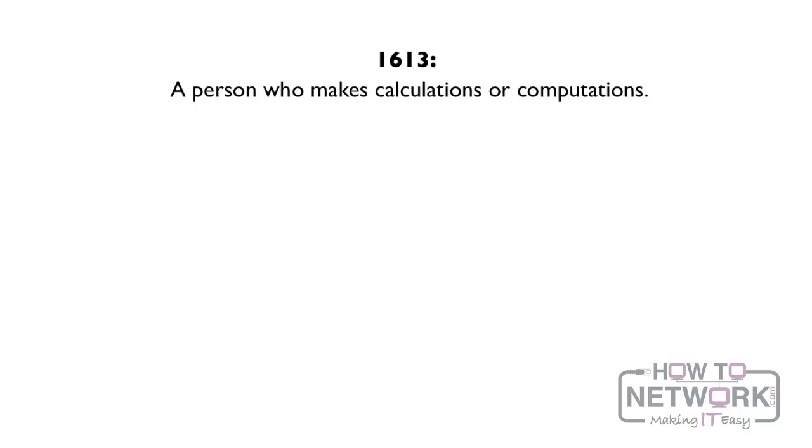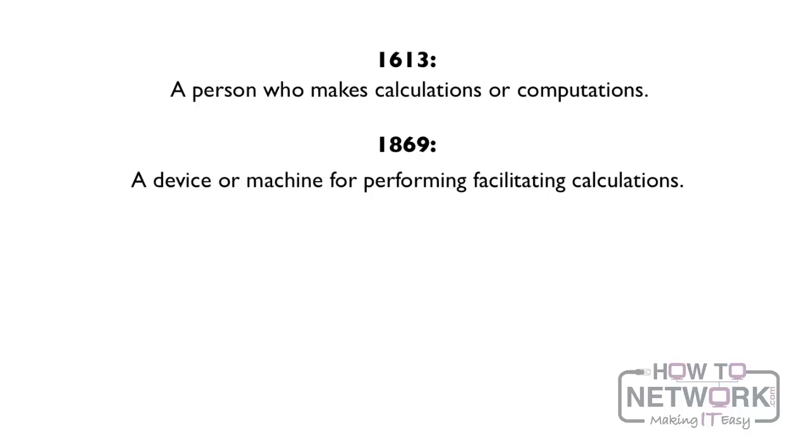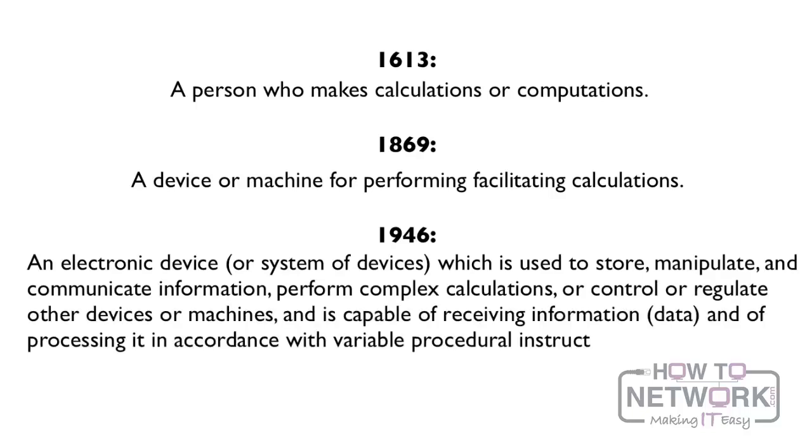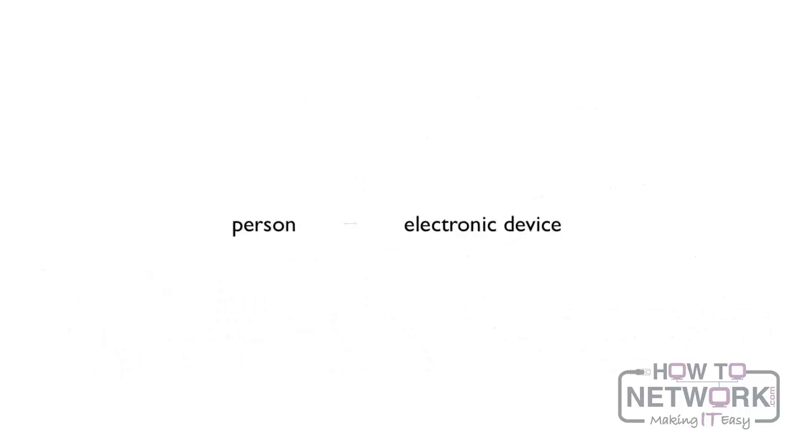Now, obviously, there weren't any machines, there wasn't even electricity at this point, so a person had to do all the calculating. And then I saw the next definition from 1869, a device or machine for performing or facilitating calculations, and then the 1946 definition, which, well, is a lot more complex. And I thought, using a person as a metaphor to talk about a computer is actually really powerful, because in many ways, they're really similar.